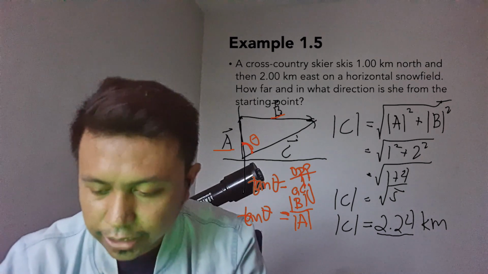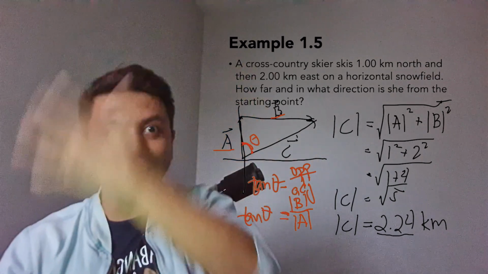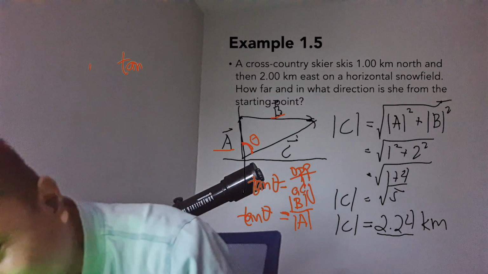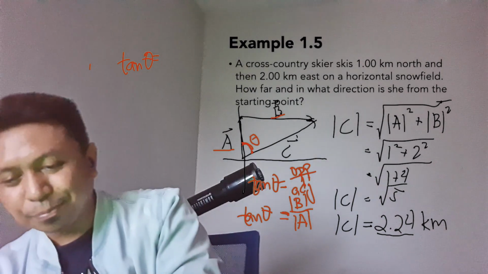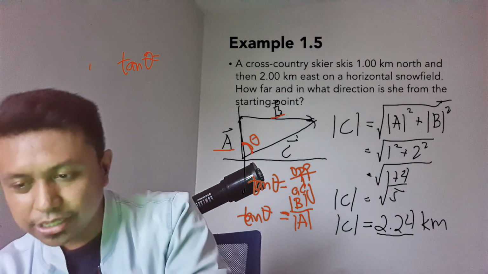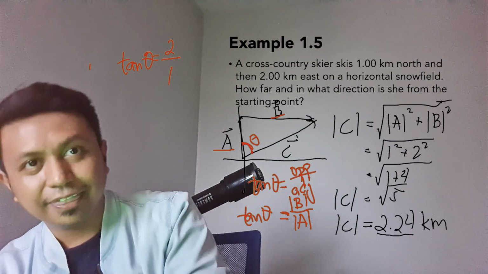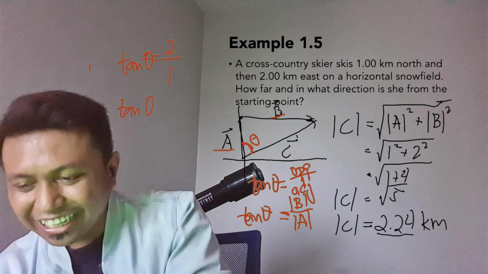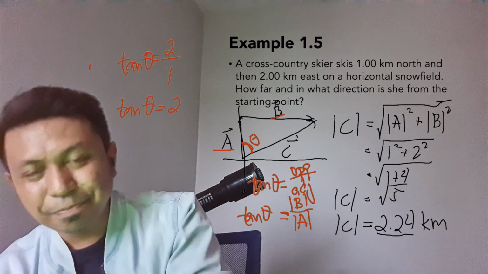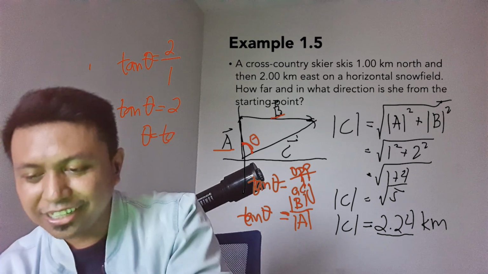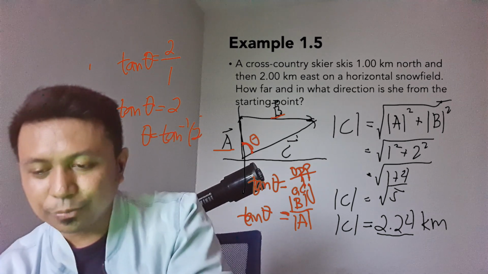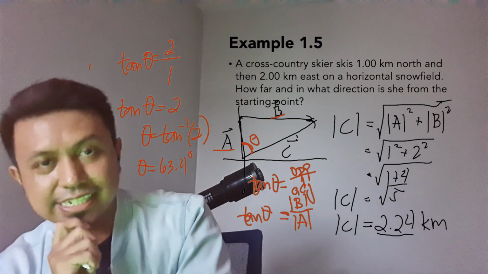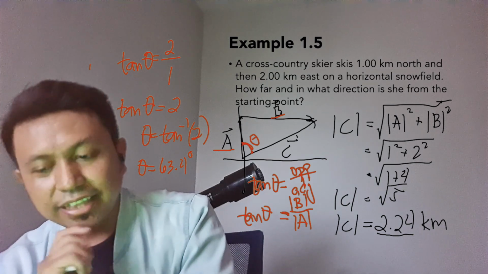I don't have space anymore, so I will be writing over my face. Tangent theta now is equal to B, which is 2 kilometers, over 1. So tangent theta is equal to 2. How do you get the theta? Theta is equal to tangent inverse of 2, and the angle here is 63.4 degrees. And then this is the angle.